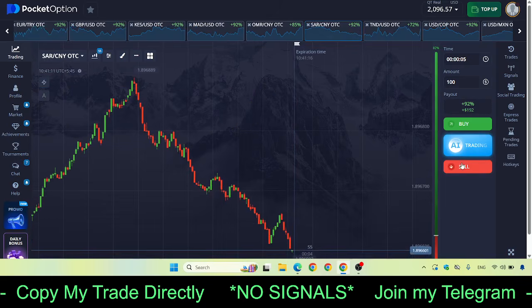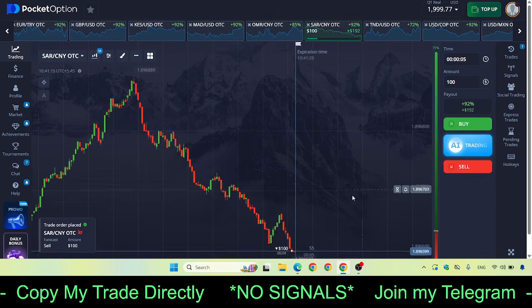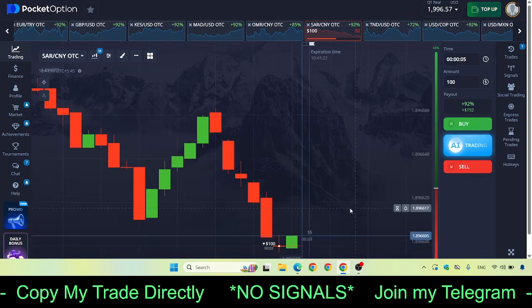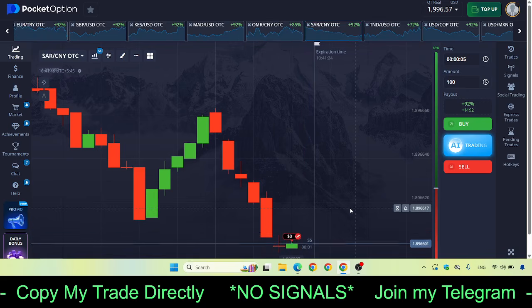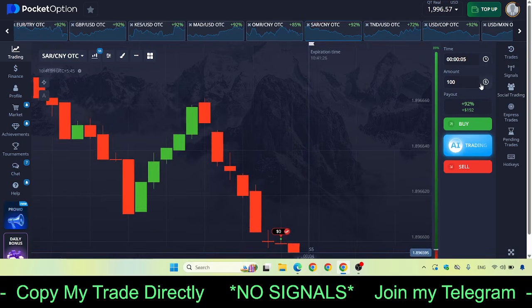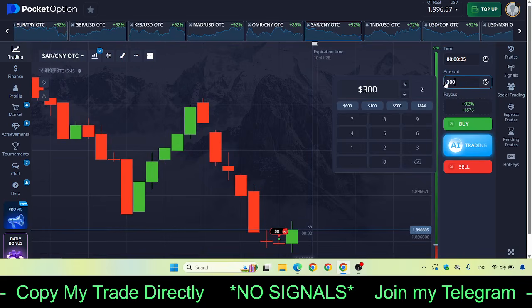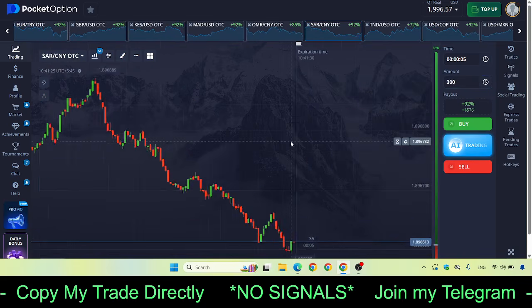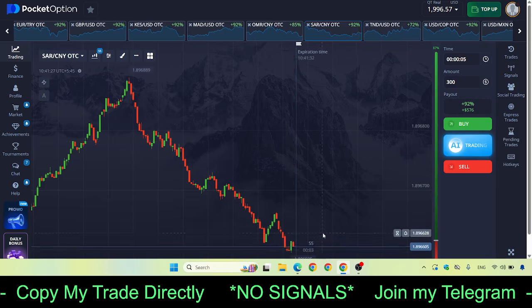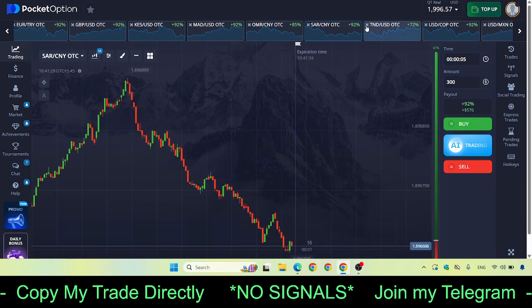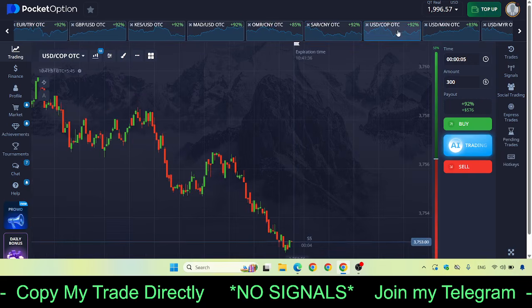Here you can see I will not think twice, only wait for the 1 second timer to make a trade in the same direction where the market is trying to go. So let's wait. Okay, we made the loss. Right now we'll increase our investment amount to $300, right? So let's wait and see. We will not make a trade in this currency pair because we have just made the loss.